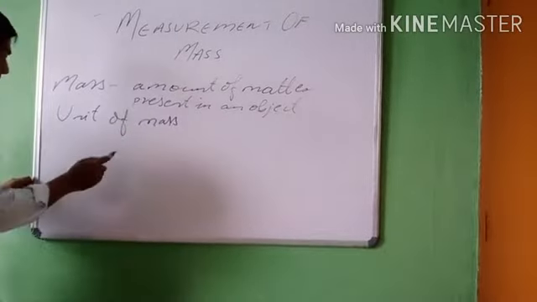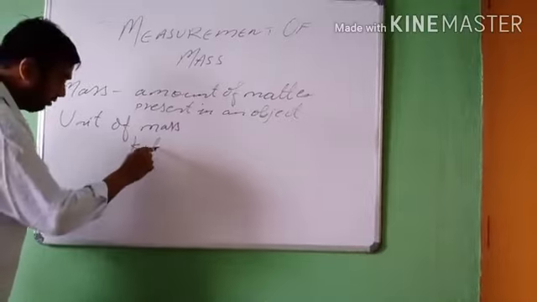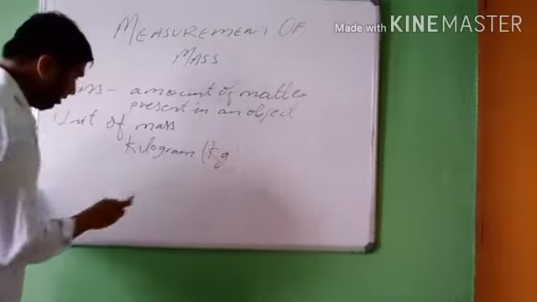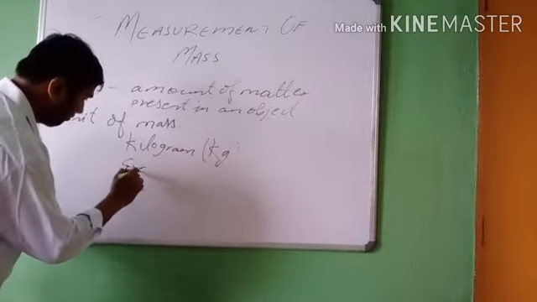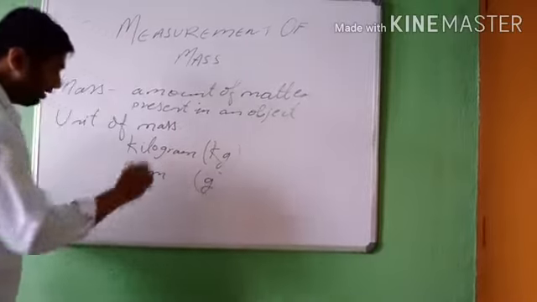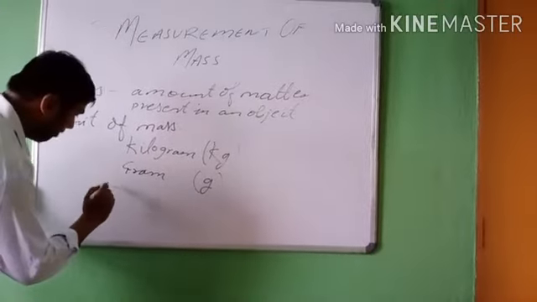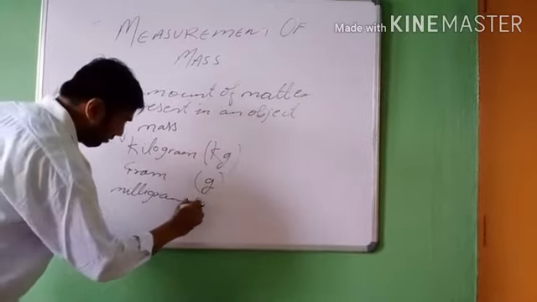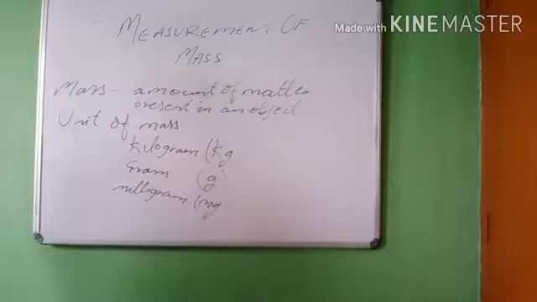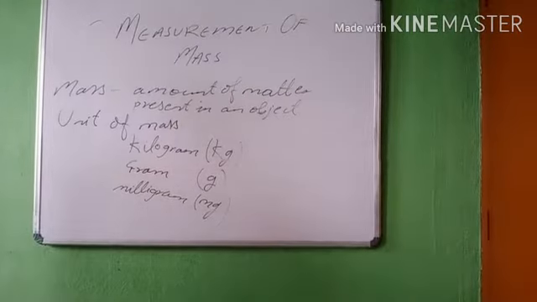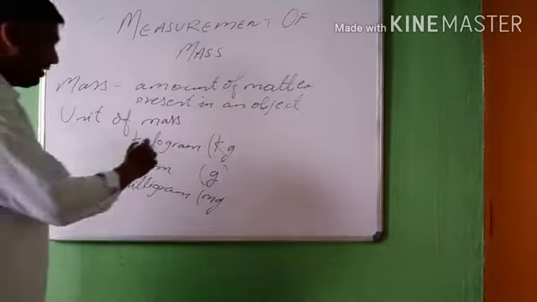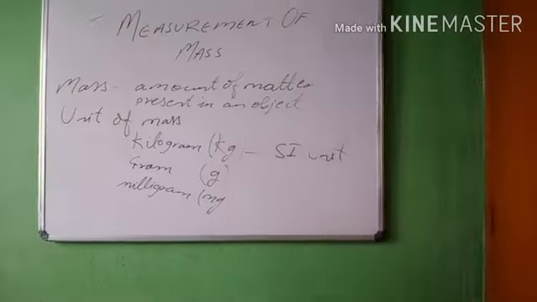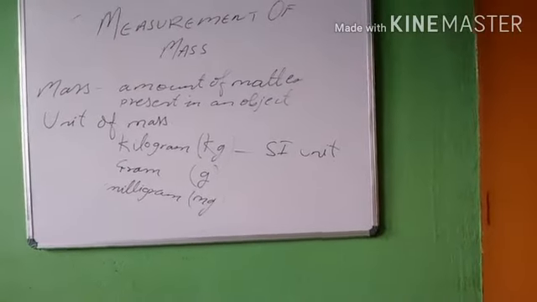Units of mass: we have kilogram, in short form kg; gram, in short form g; and for a small one, we have milligram also, mg. These are the different units of mass: kilogram, gram, and milligram. The standard unit of mass is kilogram. This is the SI unit of mass. Now we'll see what are the devices to measure mass.